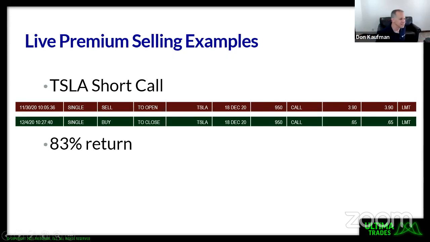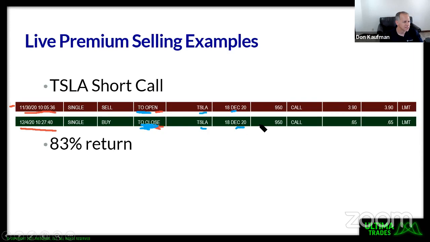Let me show you in Tesla. In Tesla, I'm actually selling calls. If you've never seen this, what you're looking at here is an account statement taken directly from the platform Thinkorswim. This is the exact time of execution. This is the opening position. This is the closing position. In fact, I'm going to highlight this even more. This is the opening position. This is the closing position.